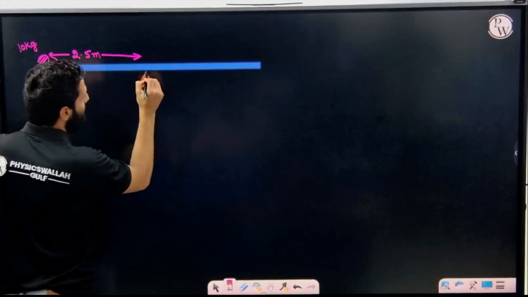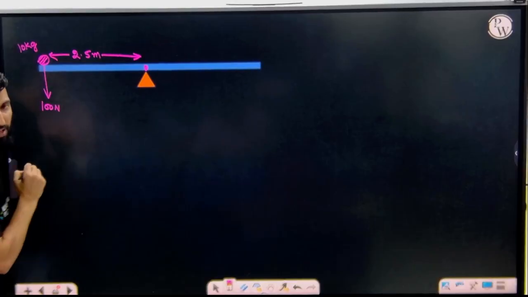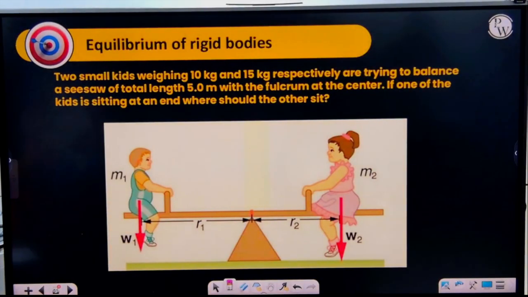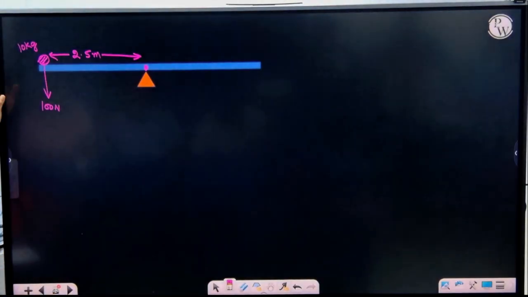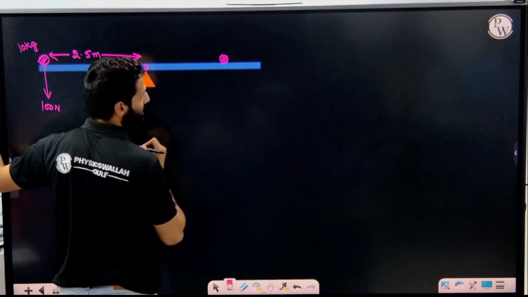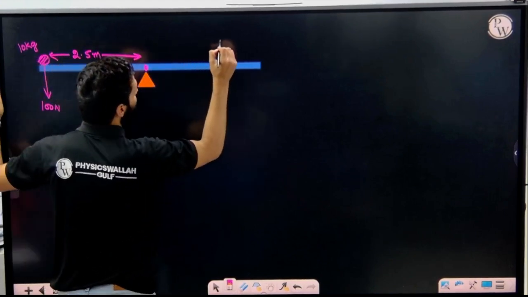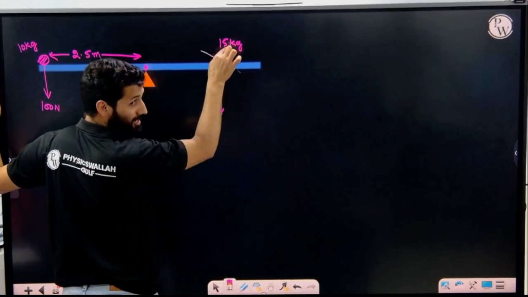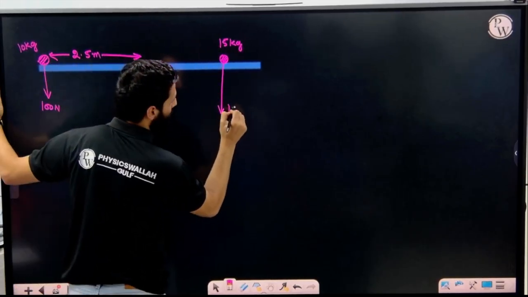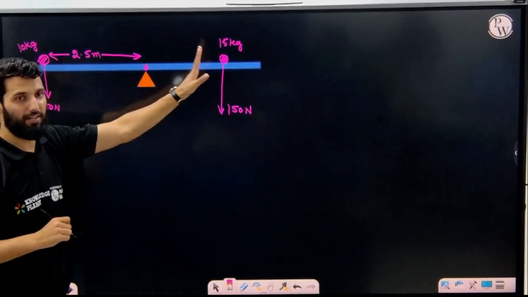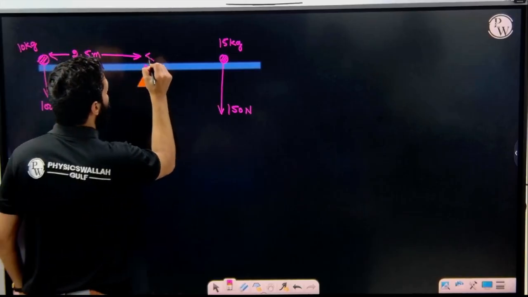About this point it will rotate. One kid is sitting on the extreme position, another kid is sitting somewhere. Where should he or she sit? The mass is 15 kilograms, not weight. So weight is how much? 150 newtons. How far should he sit from the center point so that the torques will balance each other?